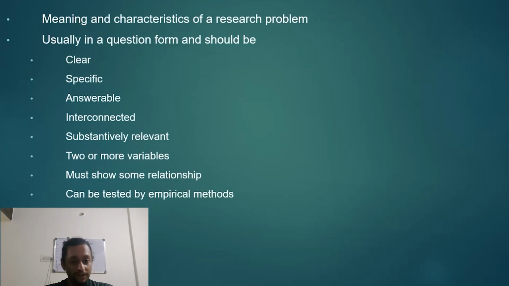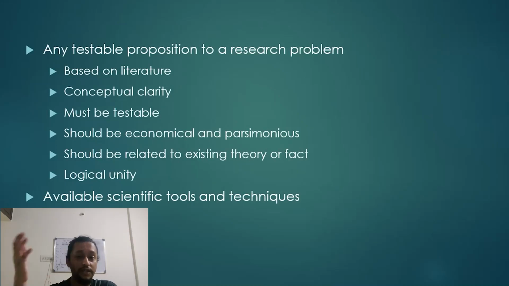So there needs to be some basis for stuff, right? It needs to be relevant, meaning that you can't do something like, in the future 2050 this will happen. Makes no sense. It must have two or more variables. One is also okay sometimes, depending on the research study. Must have some relationship and can be tested by empirical methods. And when we say empirical, both qualitative and quantitative, right? The second thing is hypothesis.